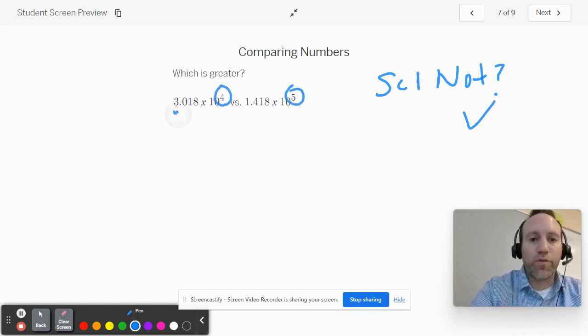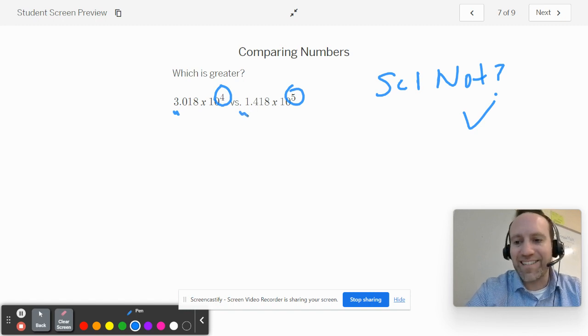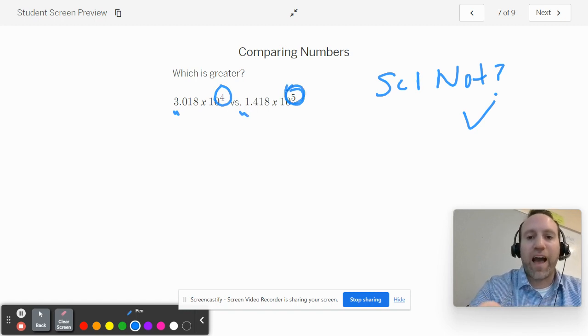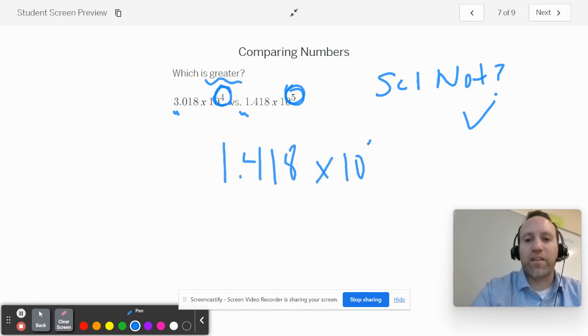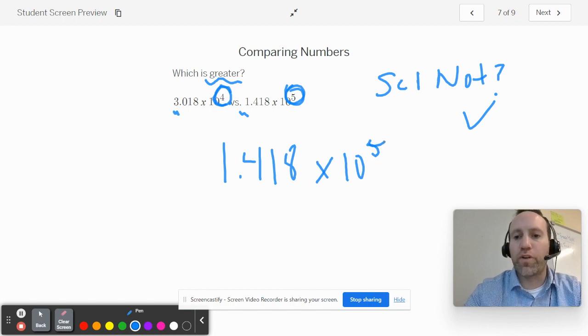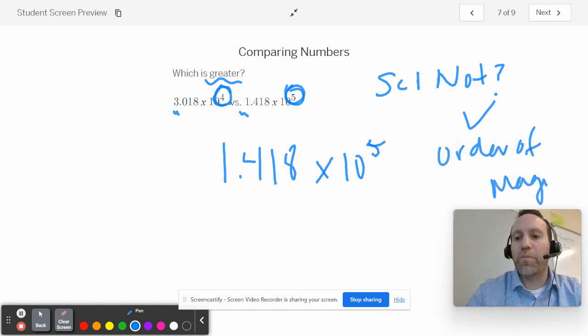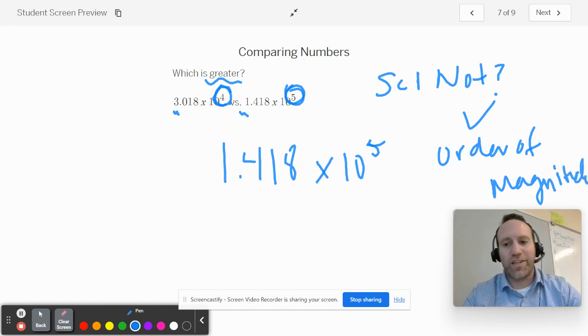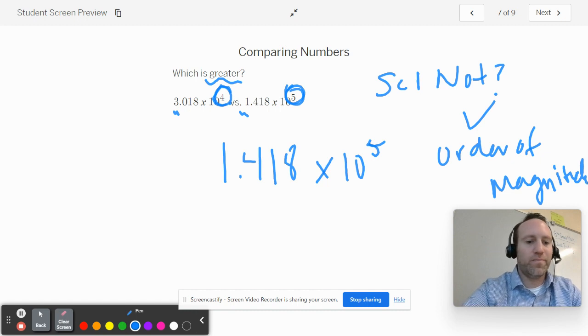Even though 3 is greater than 1, that doesn't matter as much as the fact that the 5 is bigger than the 4. So which one is greater? 1.418 times 10 to the 5th. You first look at order of magnitude, if they're both in scientific notation. If they're not, then write them in scientific notation, which we'll tackle in our class.